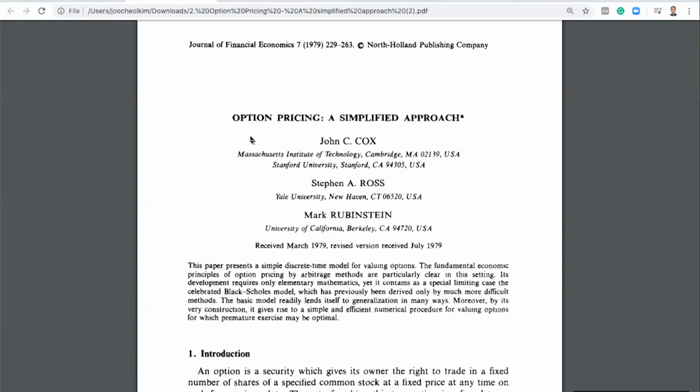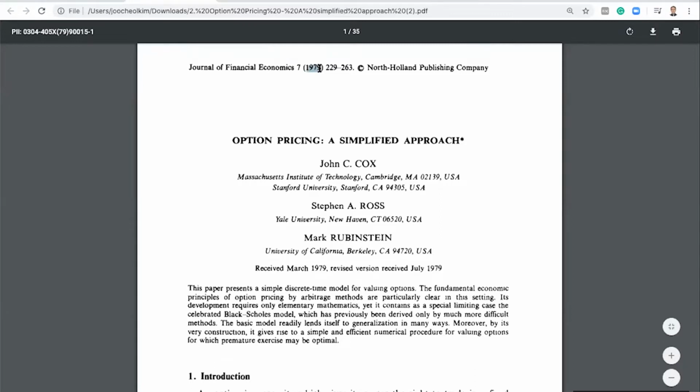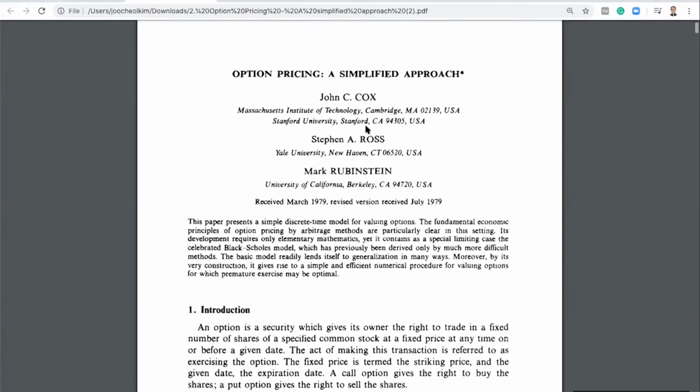The title of this paper is Option Pricing: A Simplified Approach, and it was published in 1979. So it's pretty old, but this is one of the classics in option pricing theory. I'm going to go over the first part with you, one by one, and at some point I'm going into the mathematical things.